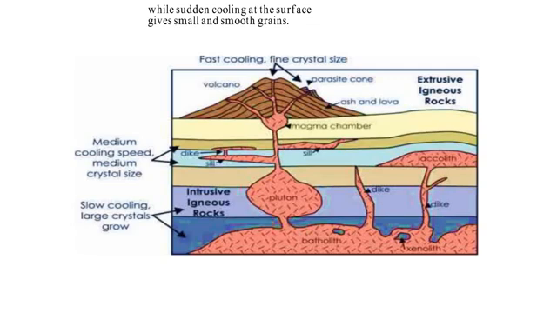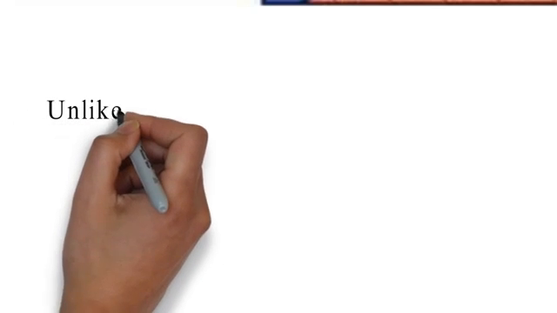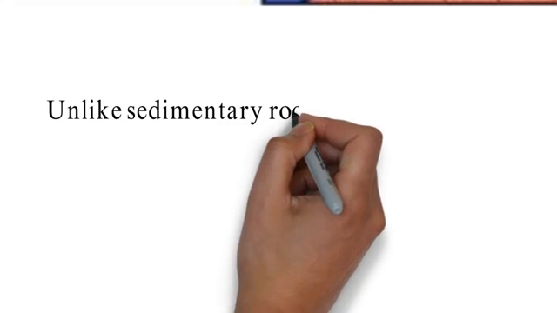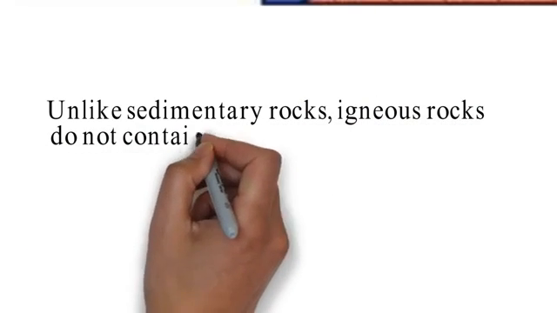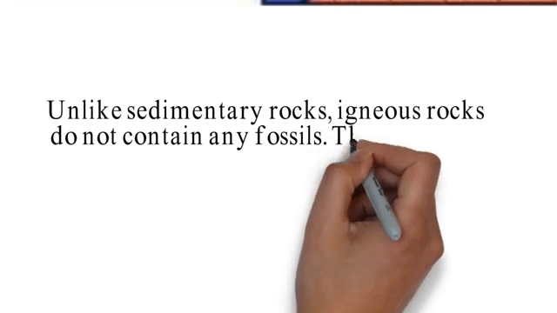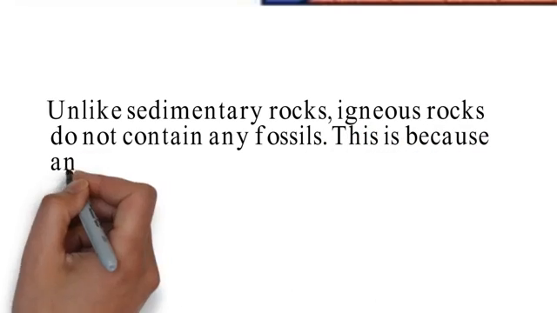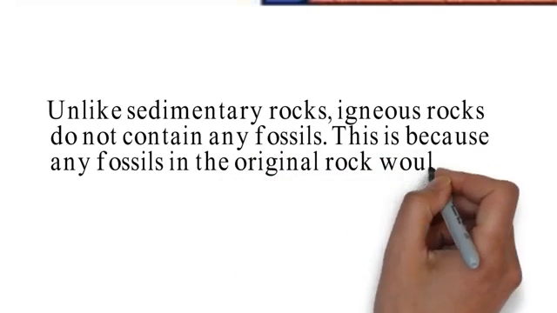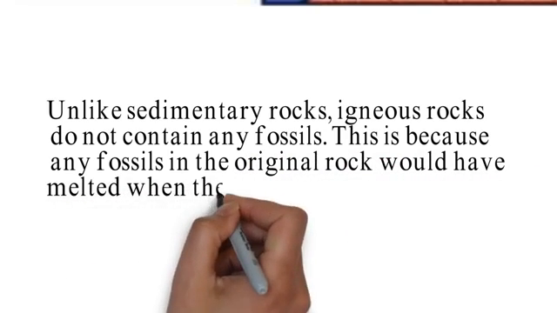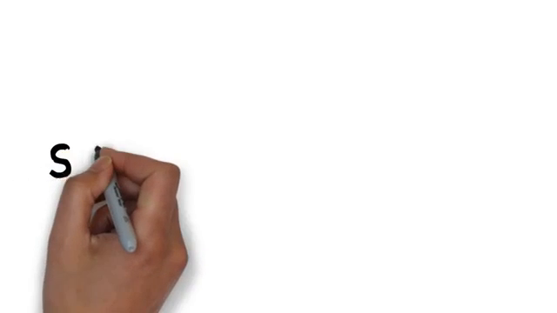They are called dikes. They are almost perpendicular to the ground, and it gets cooled in the same position to develop a wall like structure. These dikes are found in western Maharashtrian area, while the horizontal bodies of intrusive igneous rocks are called sill. One important thing here is that unlike sedimentary rocks, igneous rocks do not contain any fossils. This is because any fossils in the original rock would have melted when the magma formed.